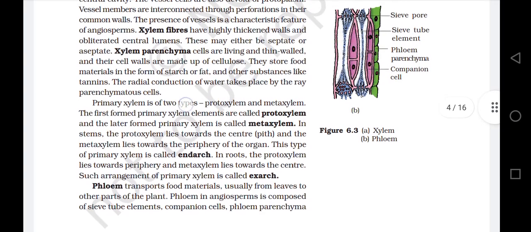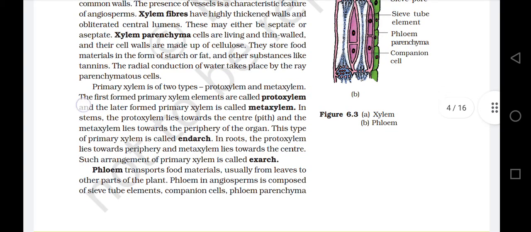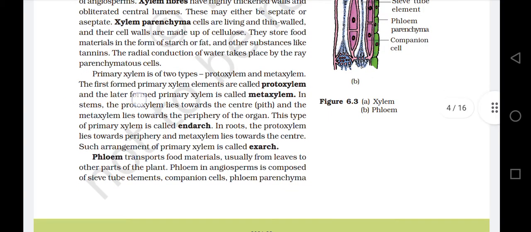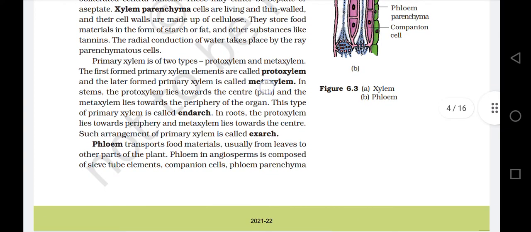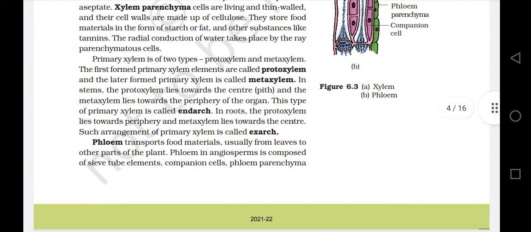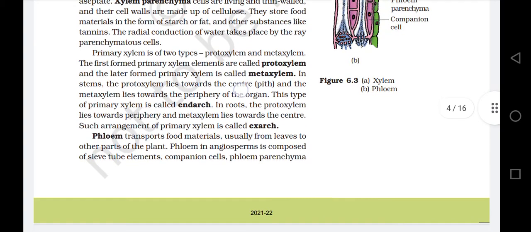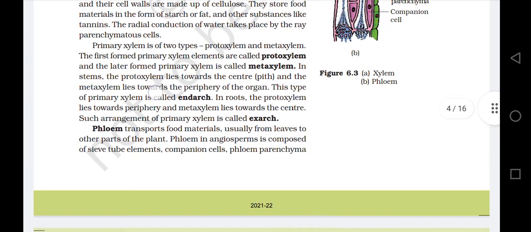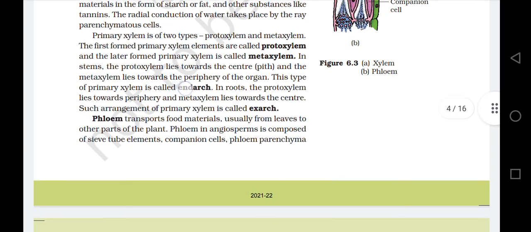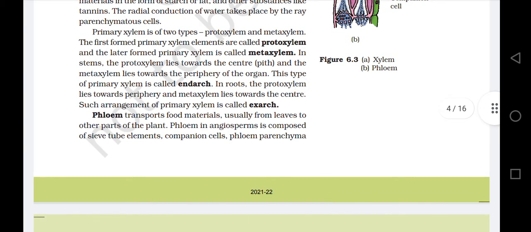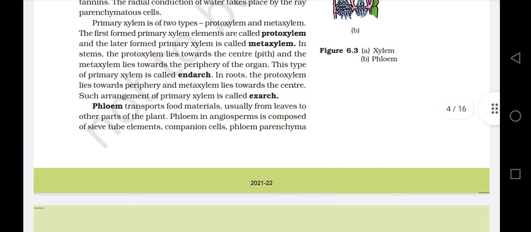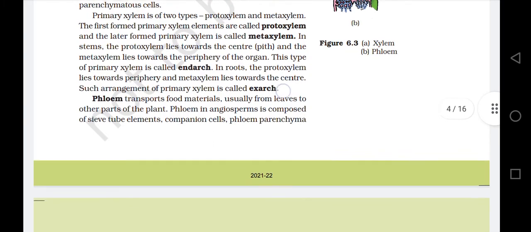Primary xylem is of two types, protoxylem and metaxylem. The first formed primary xylem elements are called protoxylem, and the later formed primary xylem is called metaxylem. In stems, the protoxylem lies towards the center, the pith, and the metaxylem lies towards the periphery of the organ. This type of primary xylem is called endarch. In roots, the protoxylem lies towards the periphery and metaxylem lies towards the center. Such arrangement of primary xylem is called exarch.